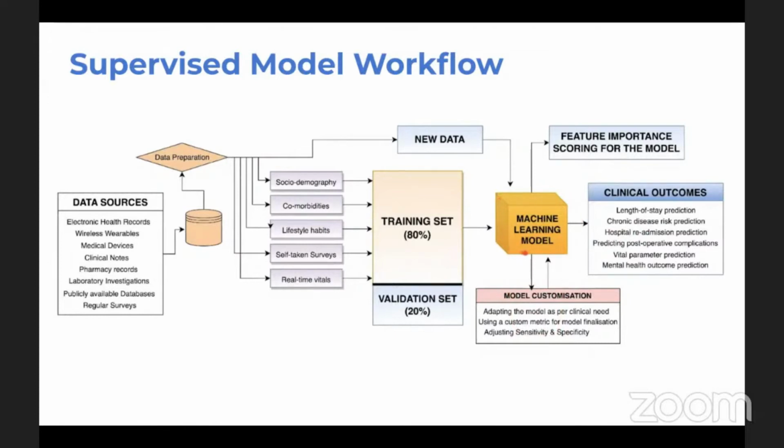We can also do some feature importance scoring, where we can identify that these 3 or 4 features are the most important for predicting length of stay. So maybe these 3 features should be monitored more frequently for this particular set of patients. This sort of model can help us predict these sorts of clinical outcomes.